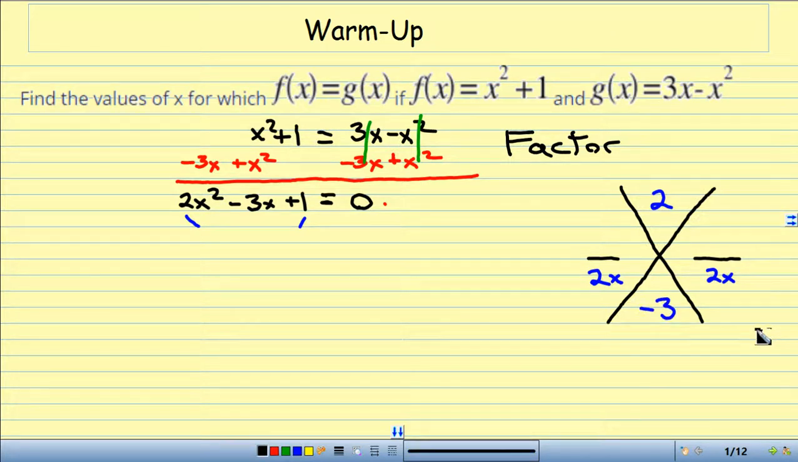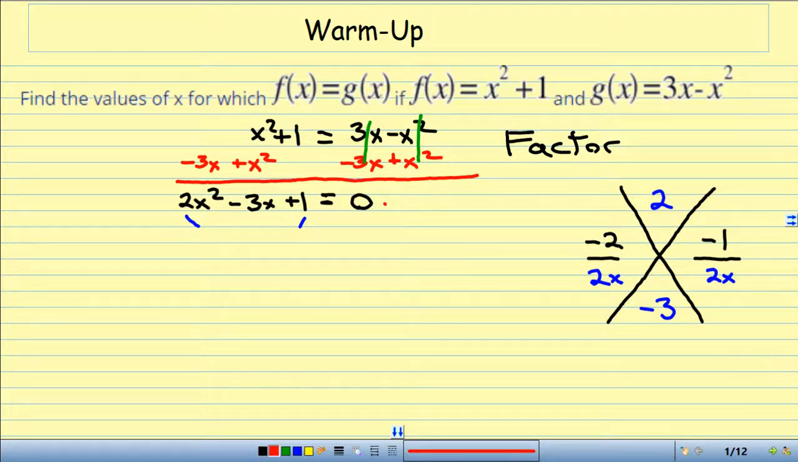So now I'm asking you, find 2 numbers that multiply to give me the number 2, and that add to give me the number negative 3. Can you find it for me, brother student or sister student? And these 2 numbers are negative 2 and negative 1. So negative 2 times negative 1 is positive 2, and negative 2 plus negative 1 is negative 3.